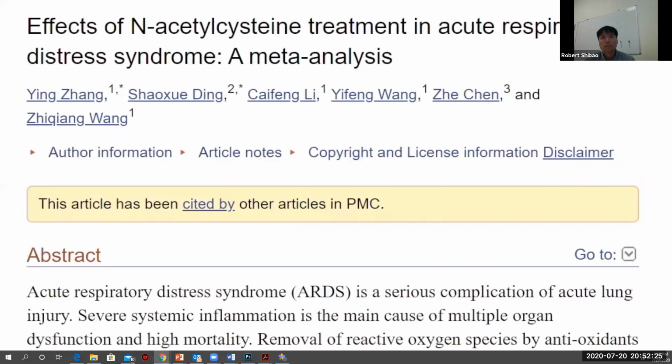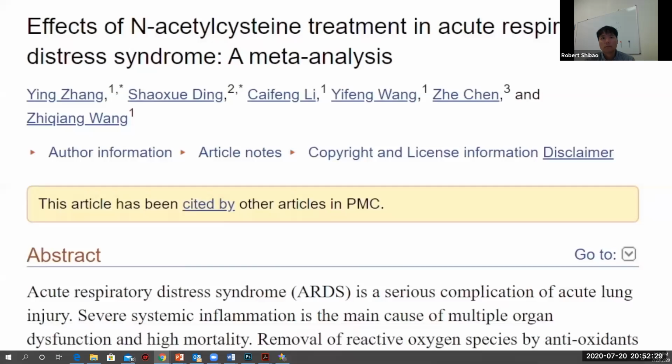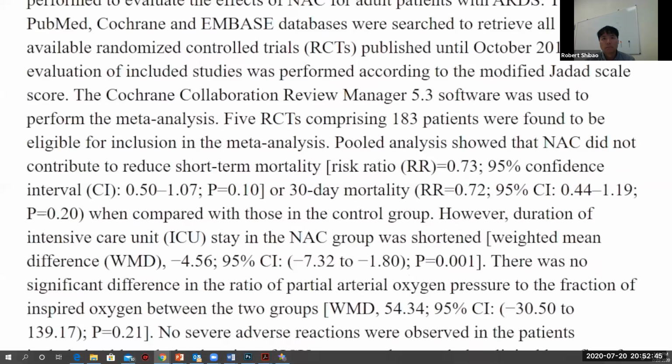Now, here's a meta-analysis looking at the effects of N-acetylcysteine treatment in acute respiratory distress syndrome of all types. And this was a meta-analysis, again, in 2017. Now, remember that the definition of ARDS had changed, and so the number of trials here may be a bit heterogeneous. But what they found was that there was a statistically significant difference in the length of ICU stay, even though there wasn't a difference in the 30-day mortality or the short-term mortality.